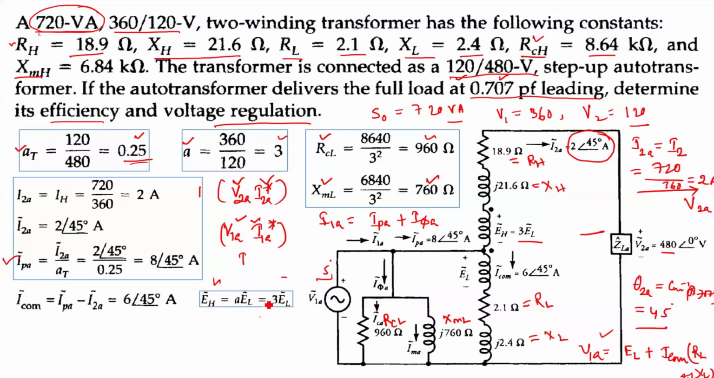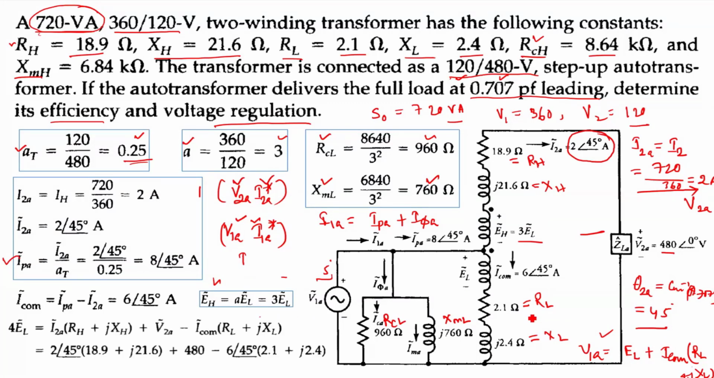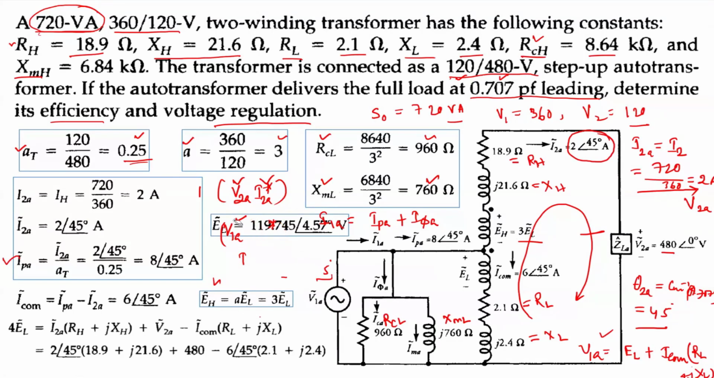So your EH is nothing but A EL. So A is 3, so EH is 3EL, right? Now writing the KVL in this loop, I can write 4EL, that is 3EL plus EL, equal to I2A into RH plus JXH plus V2A, minus I common into RL plus JXL. By solving this, I can find EL. EL will be around 119.745, and the angle will be 4.57 degree.